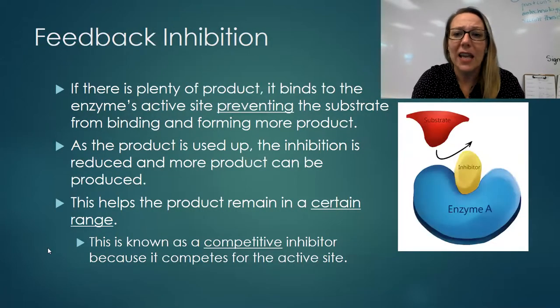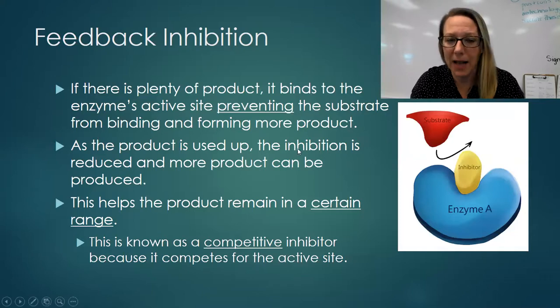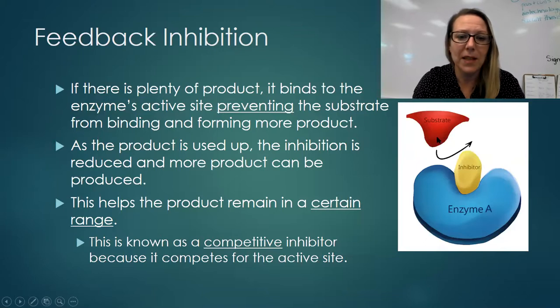Feedback inhibition. If there's a lot of product, so you've made a lot of glucose and you don't need to make any more, what happens is that it can bind to the enzyme active site to prevent the substrate from binding. So here we have an inhibitor. It's filled the active site so the substrate cannot get in there. This helps the product remain in a certain range.